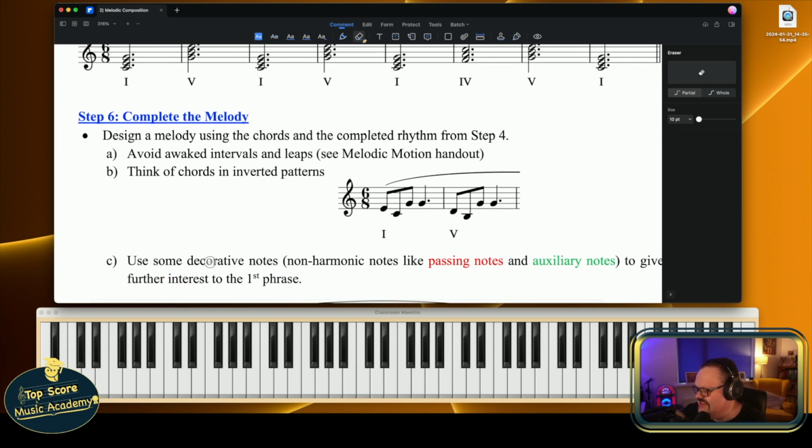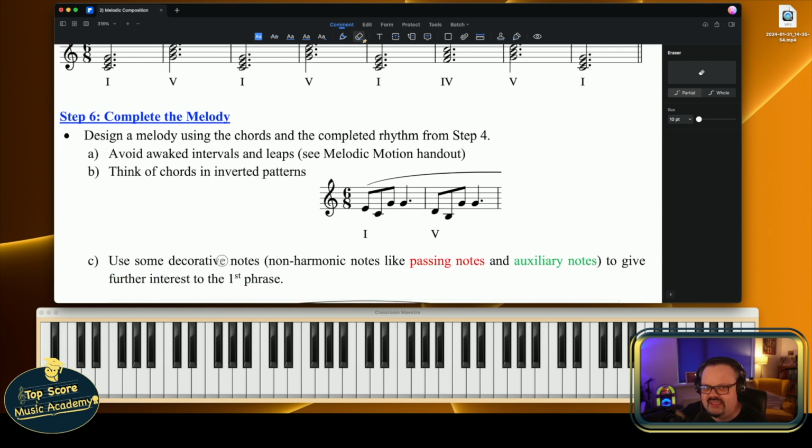We can use some decorative notes. I will be making a video about non-harmony notes, things like auxiliary notes or neighbor notes, suspensions, passing notes, neighbor groups, appoggiaturas, anticipations, pedal notes, all that sort of stuff. So there's quite a few different types of non-harmony notes that we can use. In other words, notes that don't belong to the chords that we've worked out.